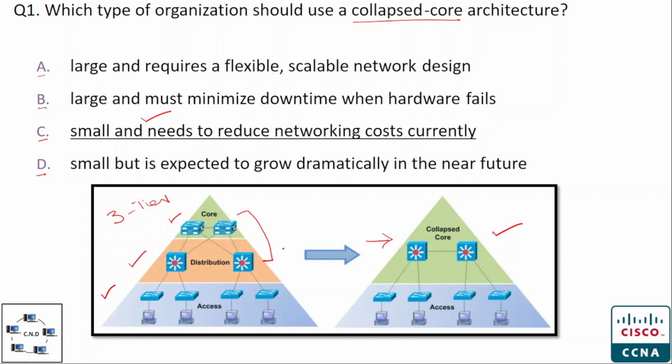Here we can see that in this case, we have two routers in the distribution and two in the core, while in the collapsed core, we have only two routers. So in this way, this architecture is suitable for a small organization because it reduces the hardware footprint as well as the management and operational as well as upfront costs.